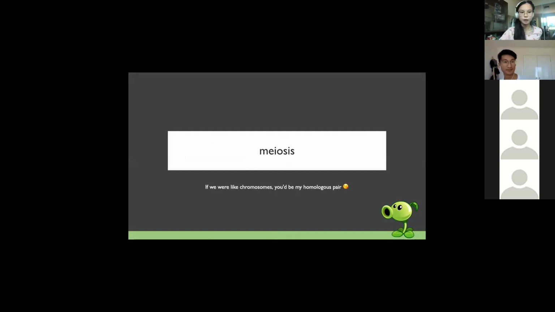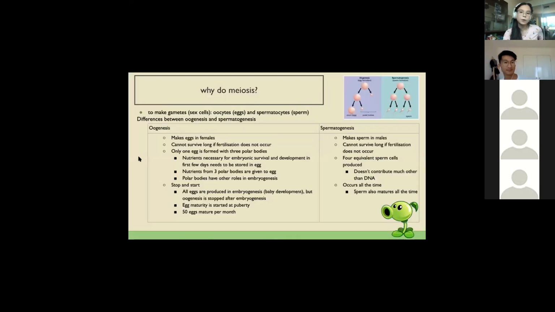Okay. Cool. So meiosis, we're doing meiosis to make gametes or sex cells. So eggs in females and sperm cells in males. And this diagram up here sort of illustrates the difference. You can see that in making egg cells, it results in one sort of big egg with 3 polar bodies. And this is because there's a lot of nutrients that are necessary for the survival of the embryo and the development. And so all the nutrients from these polar bodies are given to the one egg. Whereas in making sperm cells, you just make 4 equal sperm cells.